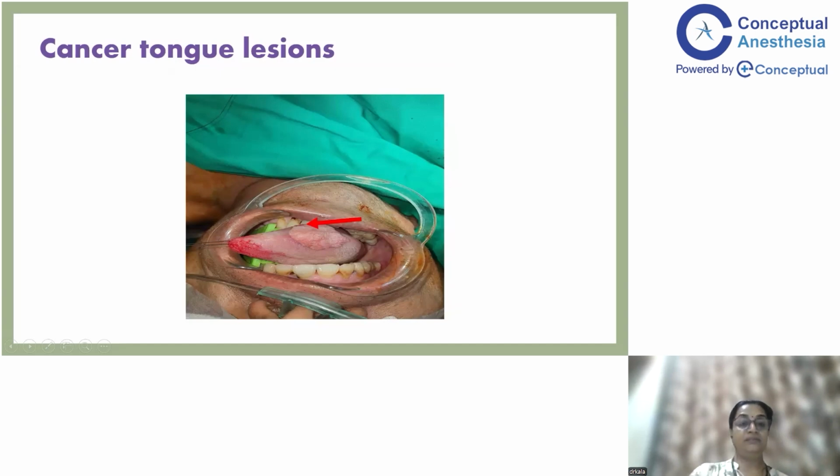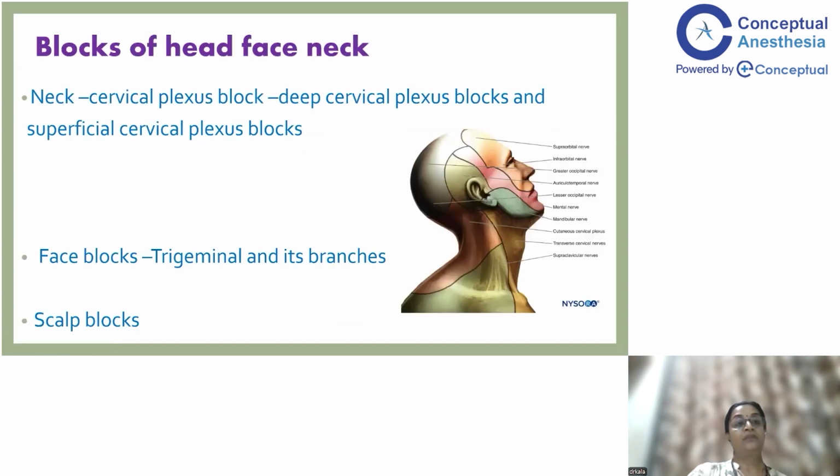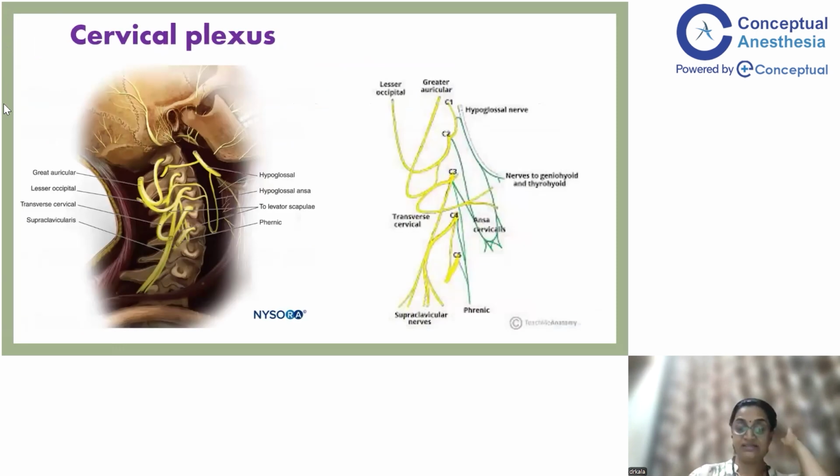But not everybody can afford it, nor can we shunt patients to higher centers. So we need to know blocks of head, face, and neck. What are they? Mainly for the neck is the cervical plexus block, that is the deep cervical plexus block and the superficial cervical plexus block. For the face, the innervation comes from the trigeminal nerve and its branches, and then the scalp blocks for scalp surgeries. Now coming to the cervical plexus, we'll go from the cervical plexus upwards to the scalp.